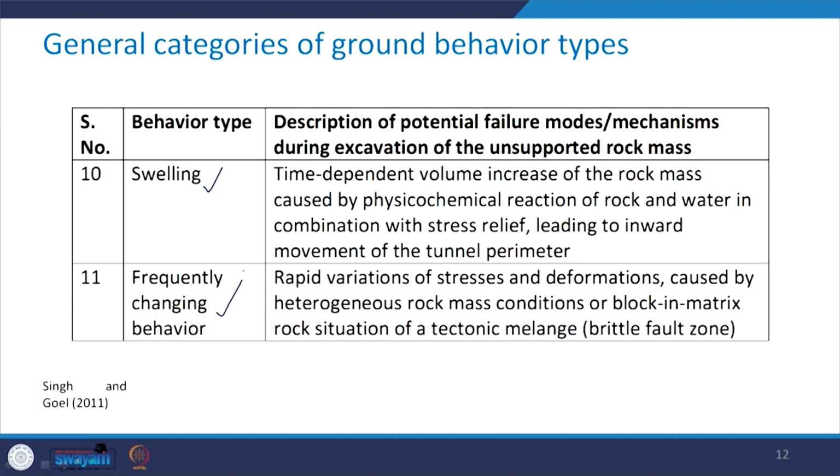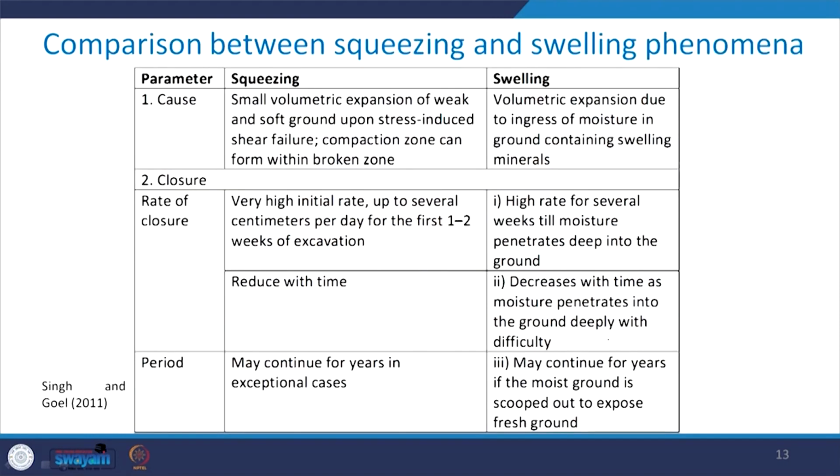It has the rapid variations of stresses and deformation. It is caused by the heterogeneous rock mass conditions or block in matrix rock situation of a tectonic melange, that is brittle kind of the fault zone. Now, this was all about the various ground behavior and their description.